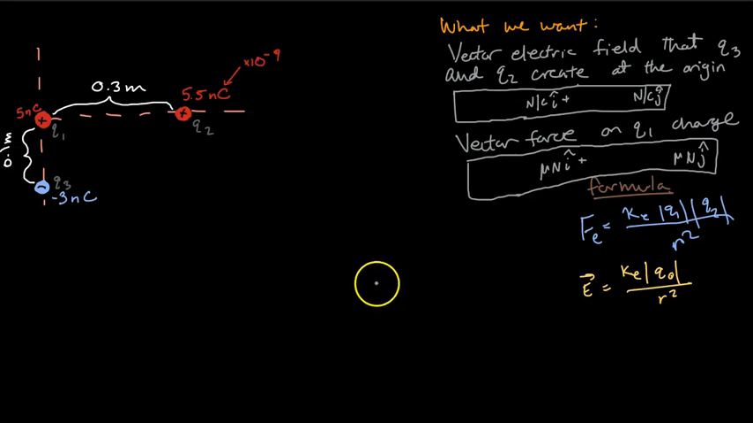So today we'll be finding the electric field at the origin that's created by Q2 and Q3 in vector form, and then we'll also be finding in vector form the force that Q2 and Q3 have on Q1. So we'll start with the first part, and we do have our formulas right here.